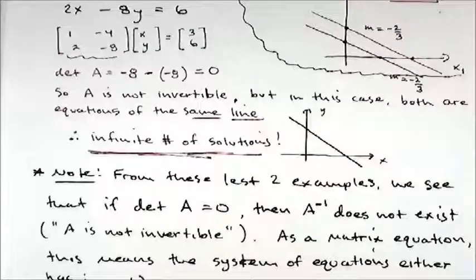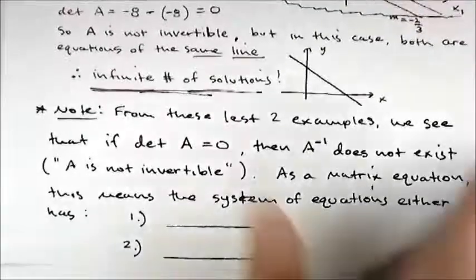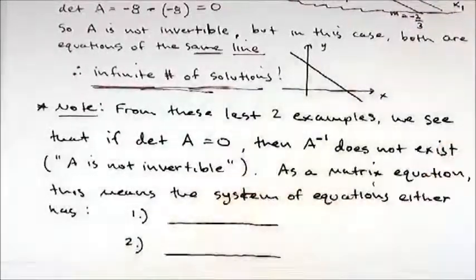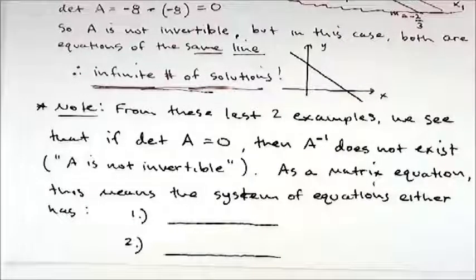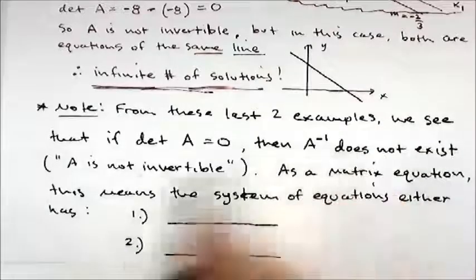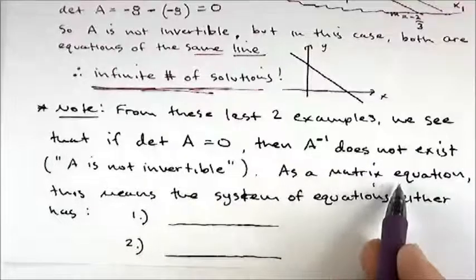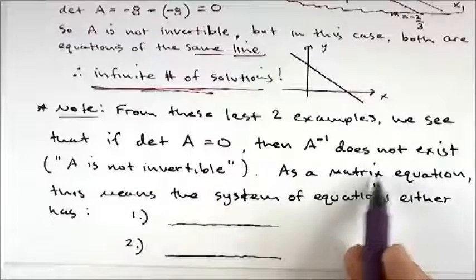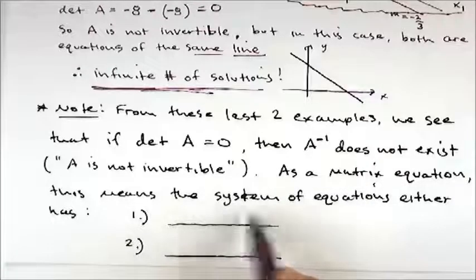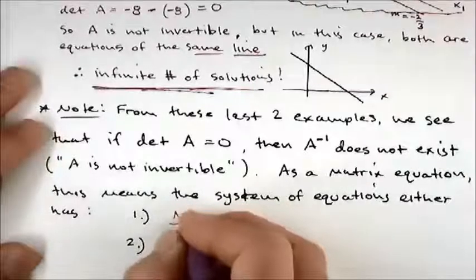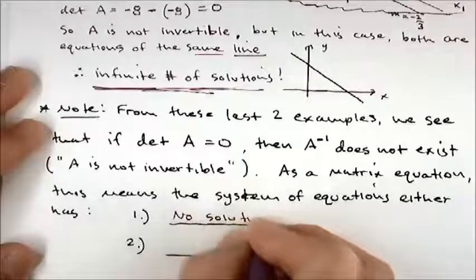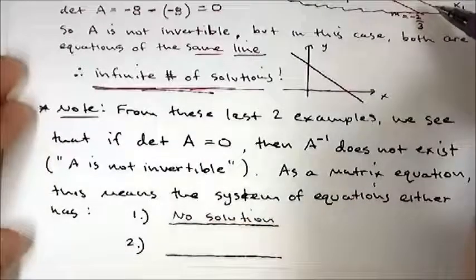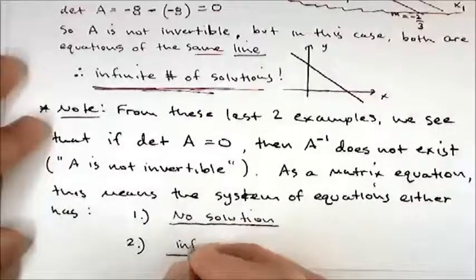So from these last two examples, this is going to be a big idea going forward, actually on Wednesday. I know she's going to use this on Wednesday. From these last two examples, we see that if the determinant equals 0, then of course the inverse doesn't exist. We could say A is not invertible. As a matrix equation, if we're thinking of this in the context of solving a system of equations, it means that the system of equations either has no solution, in other words, the lines are parallel as we saw there, or there's infinite solutions.